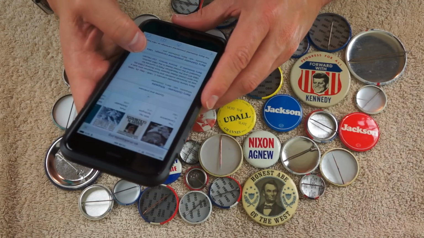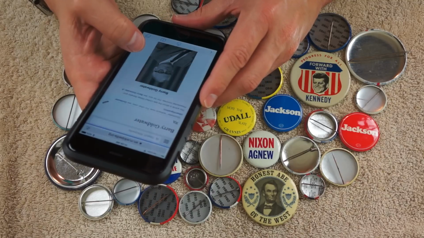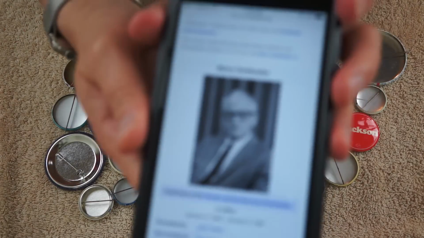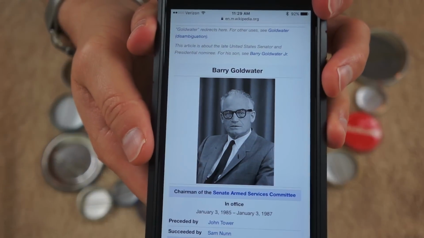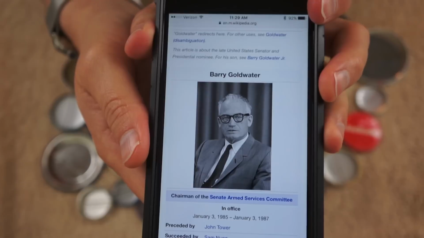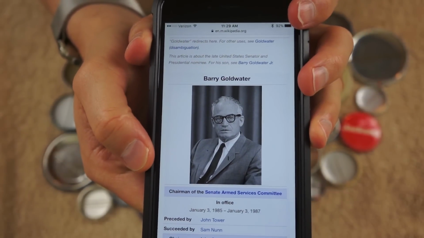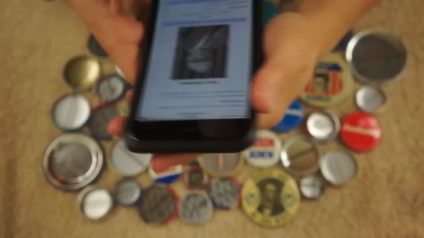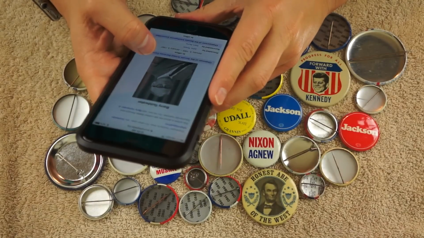Let's pull him up here. See what we can. It's a very interesting looking man. Focus, focus, focus. Anyway, I hope you can see that. Definitely likes the big horn rim glasses.